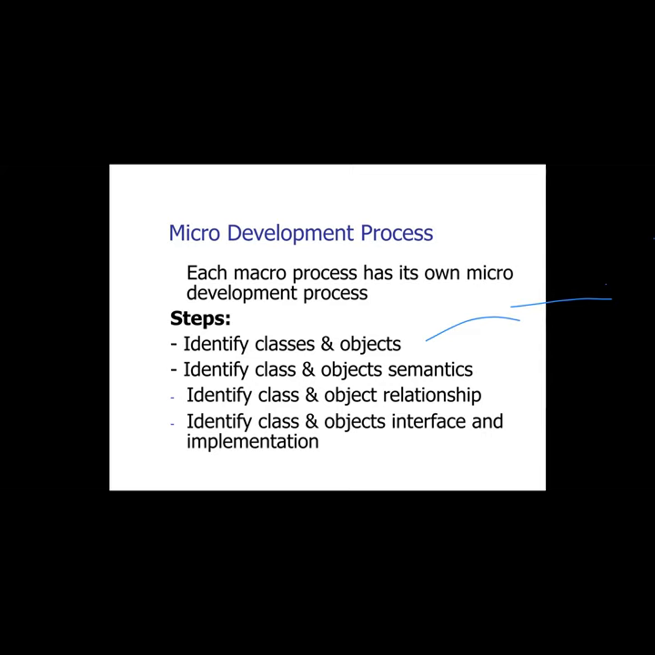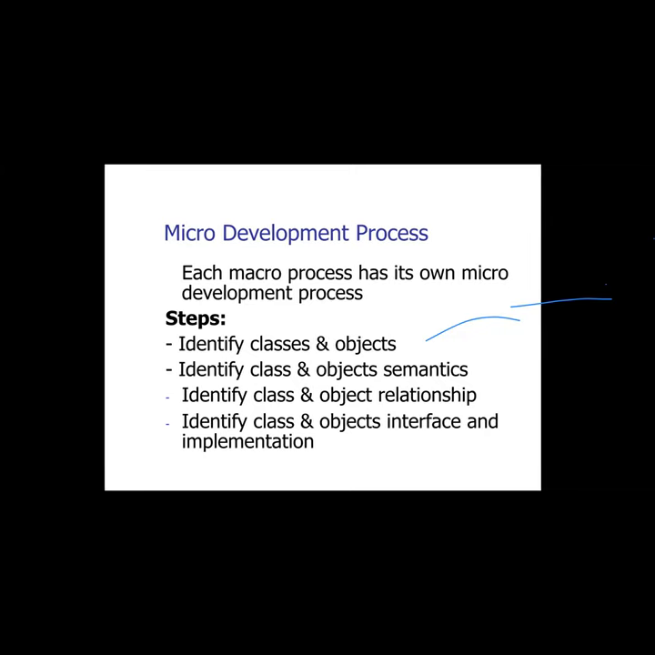These are the things we need to focus on while creating any micro level, while creating each and every class and object. Whether the class and object is relevant, what is the semantics behind the class or object, what is the relationship between the classes and objects, how they are going to be interfaced and implemented in our coding, what is their role, responsibility, why we are creating it, how it is going to be used in our project. So these things we need to consider while creating any micro development process.